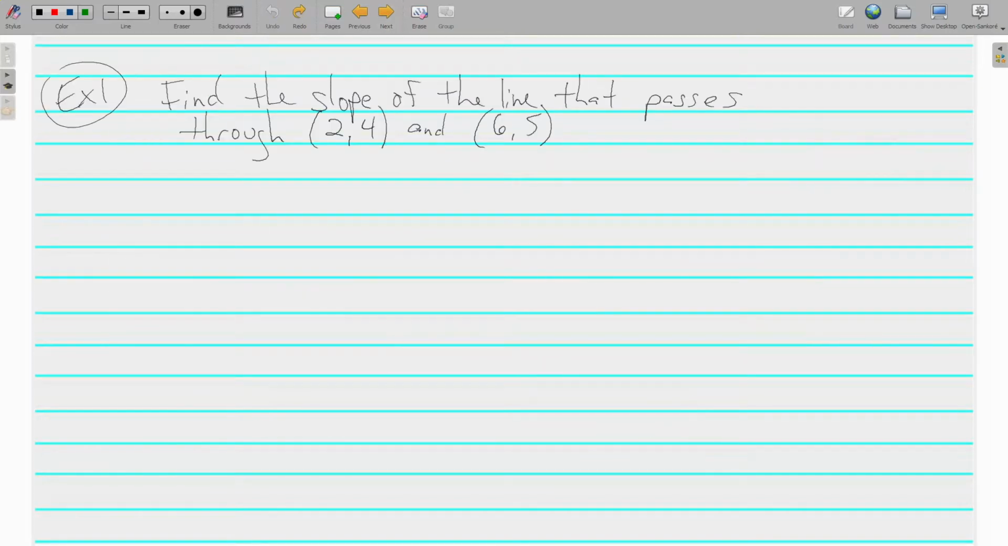Alright, so that's looking at a graph and figuring slope. Now let's do it without a graph, where we just have the ordered pairs of the points. On the first screen we talked about y1 minus y2 over x1 minus x2. I'm going to call this point 1 and this point 2. It does not matter which one is which. You'll get the same answer either way. The y of my first point is 4, minus the y of my second point, 5. The x of my first point is 2. The x of my second point is 6.